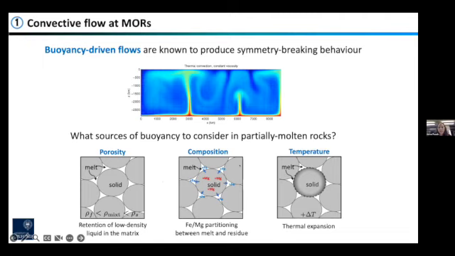During melting and crystallization of partially molten rocks, you can also introduce compositional buoyancy. And that's because I'm referring primarily to the iron and magnesium partitioning between melt and residue. So iron is a heavier element than magnesium and tends to preferentially go into the melt phase. And finally, both the solid and the melt can expand thermally due to changes in temperature.